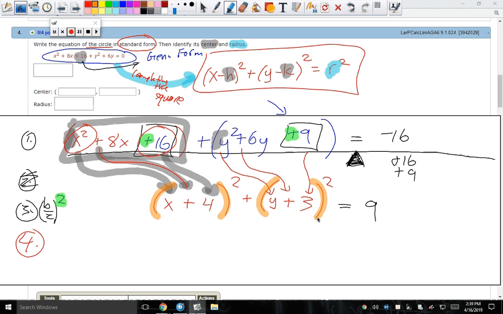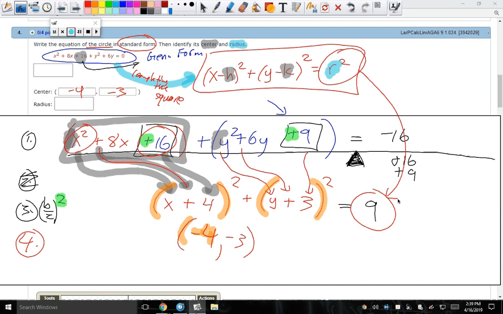Opposite. So the center is actually -4 for the x, and what for the y? -3. So we'll put -4, -3, and guys, what's the radius? 3, because this right here is r squared. So if r squared belongs to the right of the equal sign, and I square root both sides, then r is 3. Any questions from that?